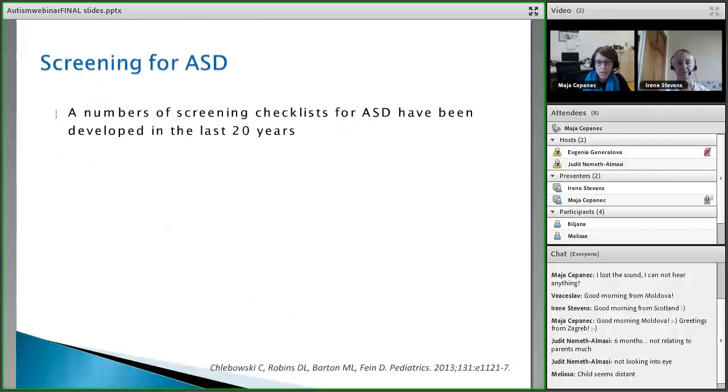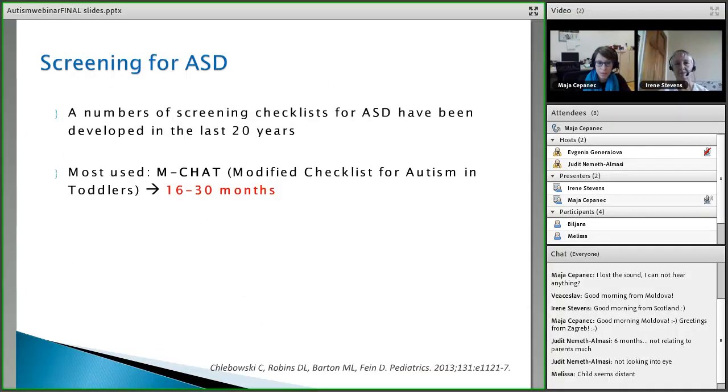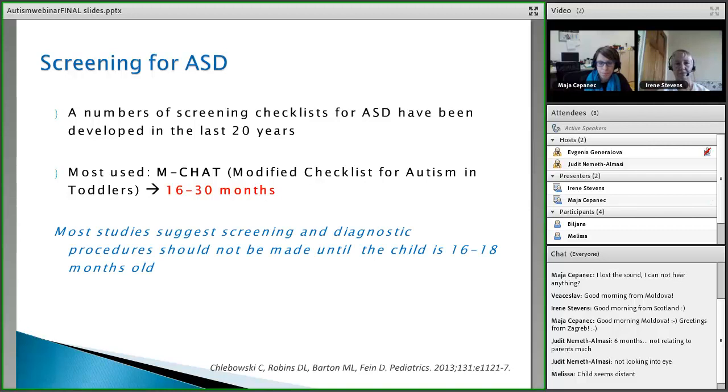A number of screening checklists for ASD have been developed in the last 20 years. Unfortunately, not all countries have systematic screening for autism. The most used checklist is the Modified Checklist for Autism in Toddlers. It is used with toddlers aged 16 to 30 months, and it is also freely available on the internet.